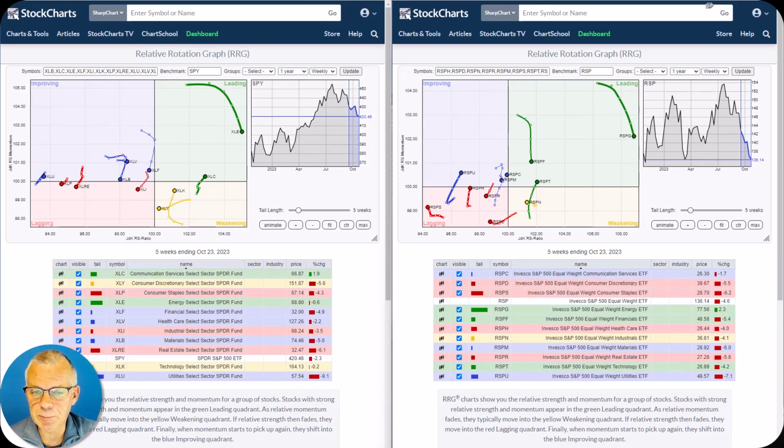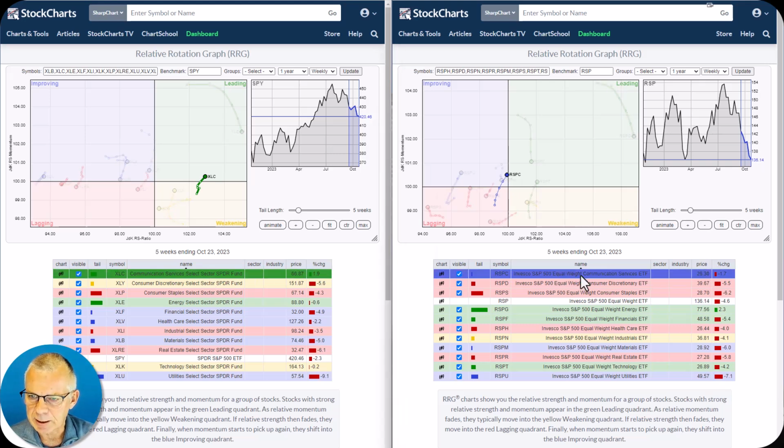And then finally, as promised in the intro, a quick look at the differences, if there are any, between cap-weighted and equal-weighted sectors in the S&P 500. So I've loaded up the RRG with the cap-weighted sectors on the left and the equal-weighted sectors on the right. And if we do a very quick comparison, I've sorted them on name so I can easily find the same sectors. Then you've got communication services on the same trail.